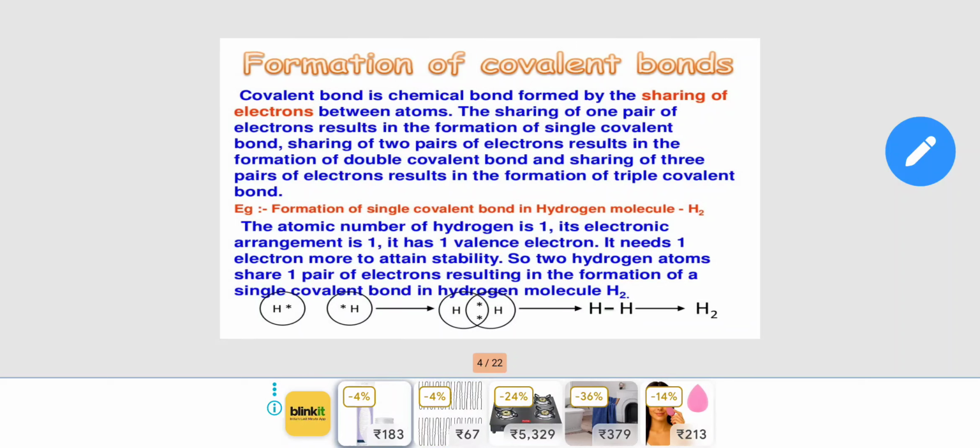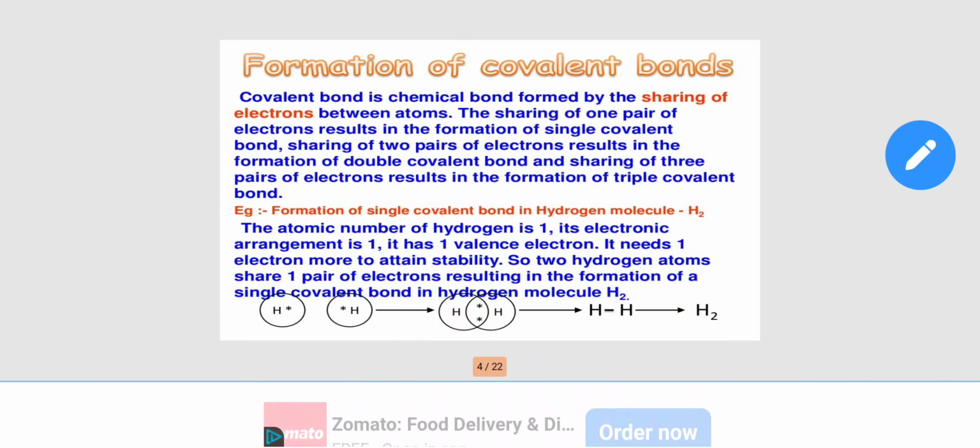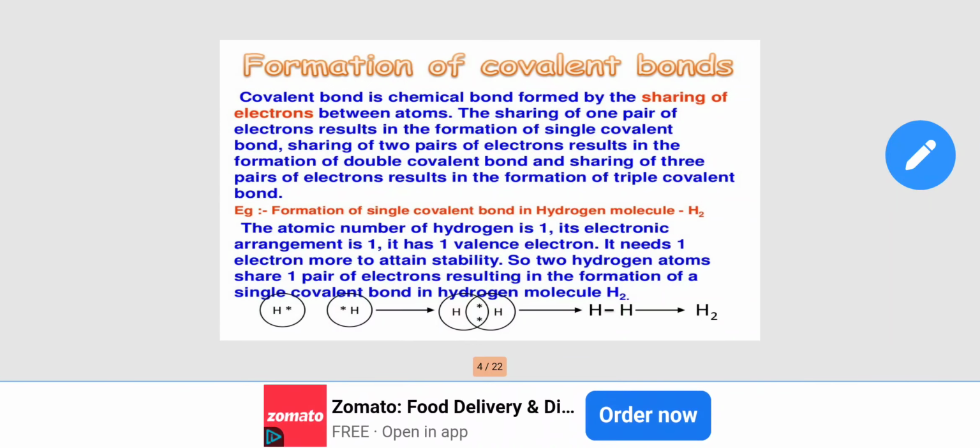A covalent bond is a chemical bond formed by the sharing of electrons between atoms. The sharing of one pair of electrons results in the formation of a single covalent bond. Sharing of two pairs of electrons results in the formation of a double covalent bond, and sharing of three pairs of electrons results in the formation of a triple covalent bond. For example, the formation of a single covalent bond in the hydrogen molecule, H2.